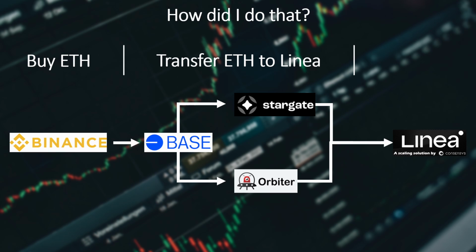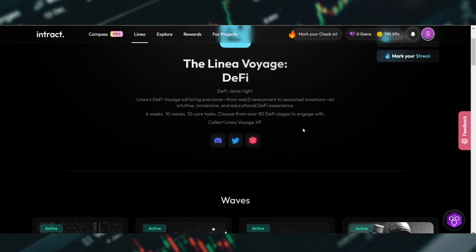So now I got my Ethereum on my Linea wallet. The next step is crucial for the Linea airdrop. To get the Linea airdrop, you have to complete tasks on this website.